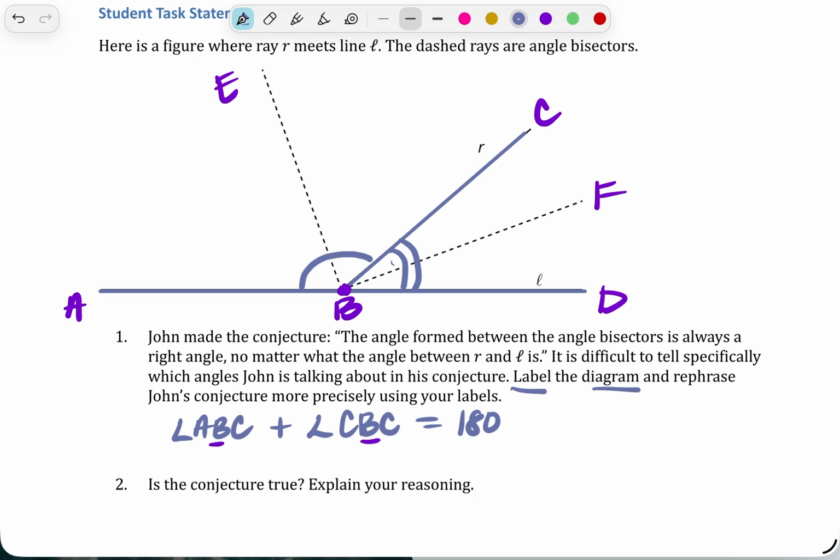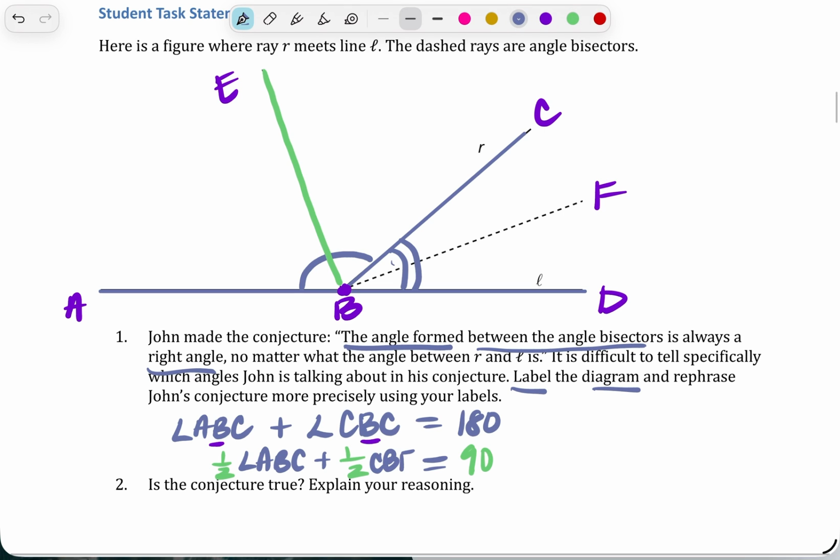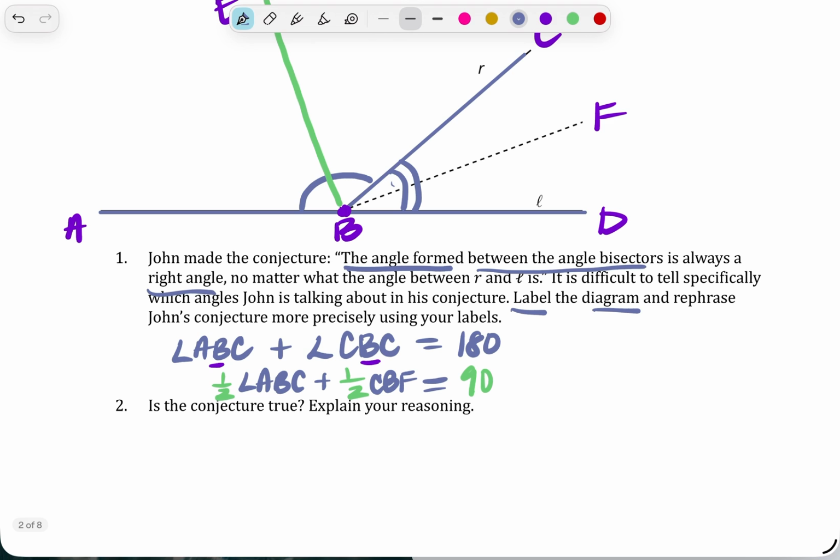And let's take the angle formed between, I'm going to read it again. The angle formed between the angle bisectors is always a right angle. So something has to equal 90 degrees. So if we take half of angle ABC and I add it to half of angle CBF, it's going to equal a right angle. Is this conjecture true? Explain your reasoning.